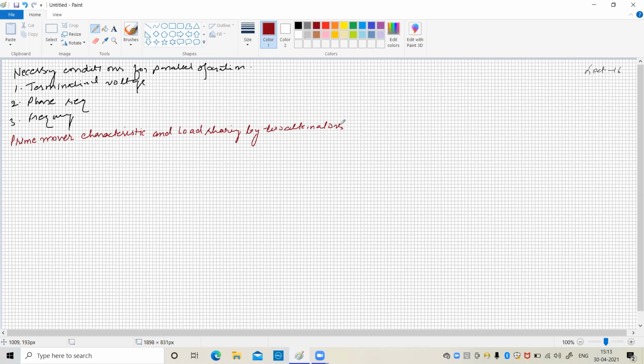The prime mover characteristic is that from no load to full load, there is a drop in speed of the prime mover, and because of this drop in speed, definitely it is going to affect the frequency of the alternator, because the synchronous speed of alternator Ns is equal to 120 f upon P. So if 120 is constant and the number of poles is constant, frequency is directly related with the speed. So if the speed drops, the frequency definitely is going to drop.